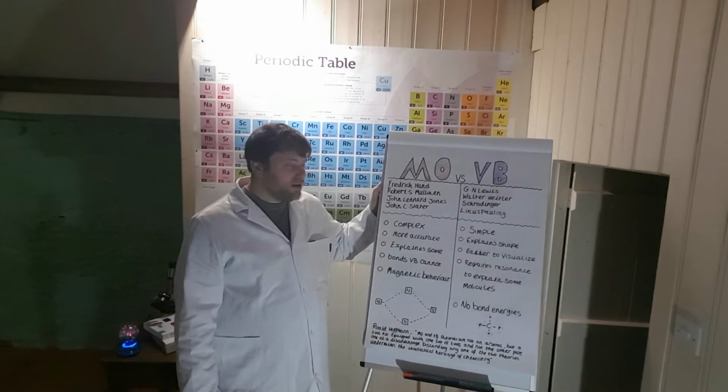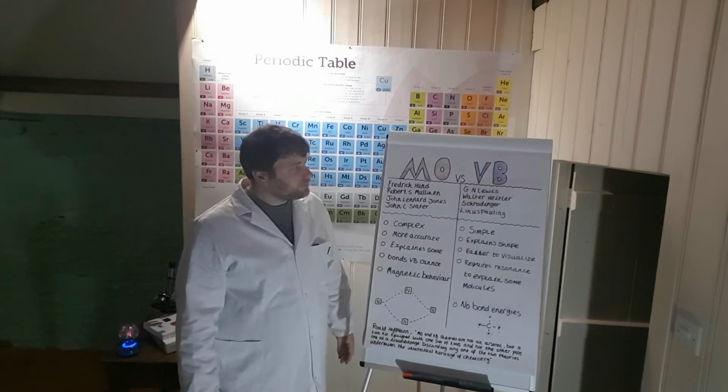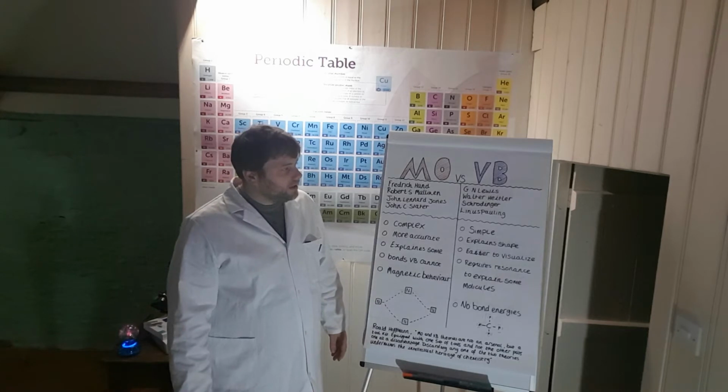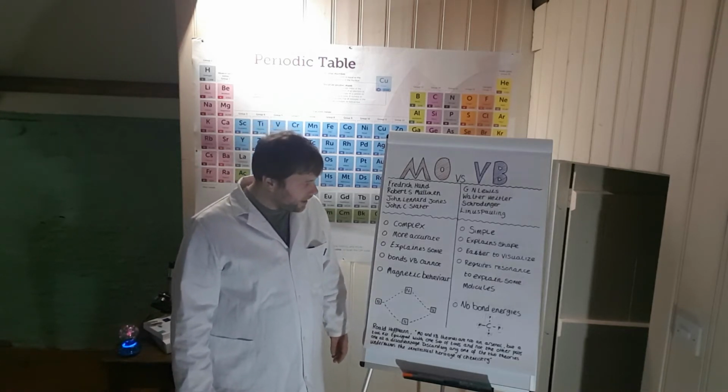MO was created by Frederick Hund, Robert S. Mulliken, and later on John Lennard-Jones and John C. Slater. Valence bond theory's founders were G. N. Lewis, Walter Heitler, Schrödinger, and Linus Pauling.